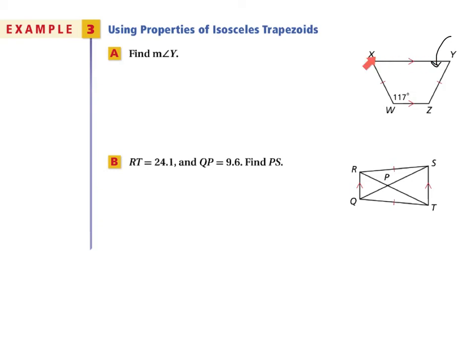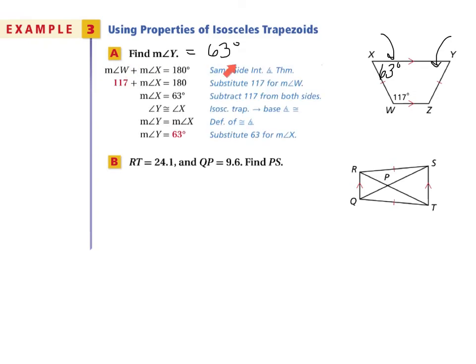You'll remember that the measure of angle x and the measure of angle w are same side interior angles. These are parallel, so these have to add up to 180. So we know then this would be 63 degrees. And then we know that base angles are congruent. So we know the measure of angle y would also be 63 degrees.